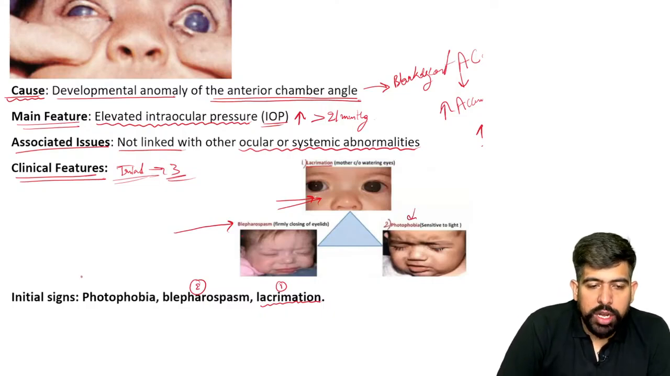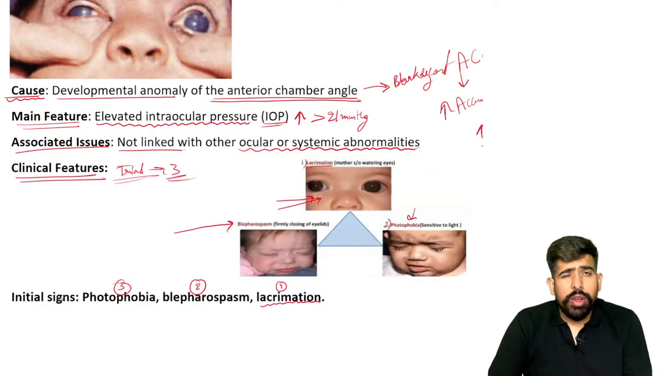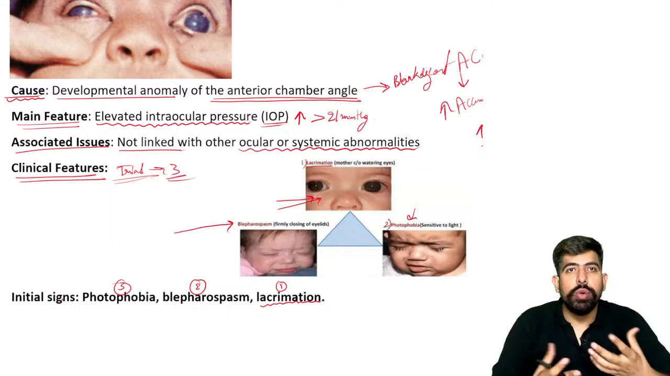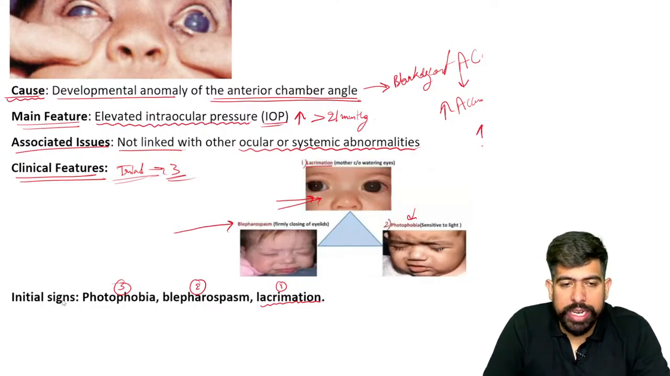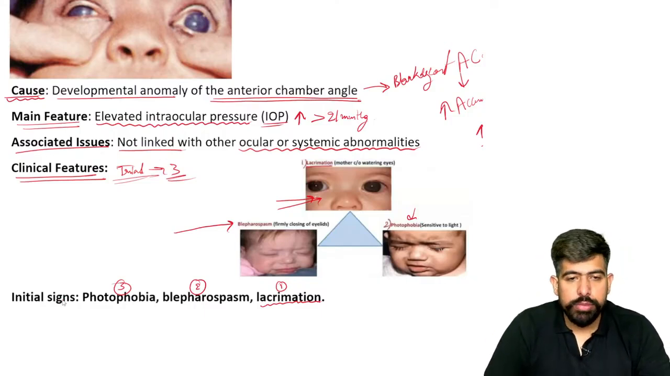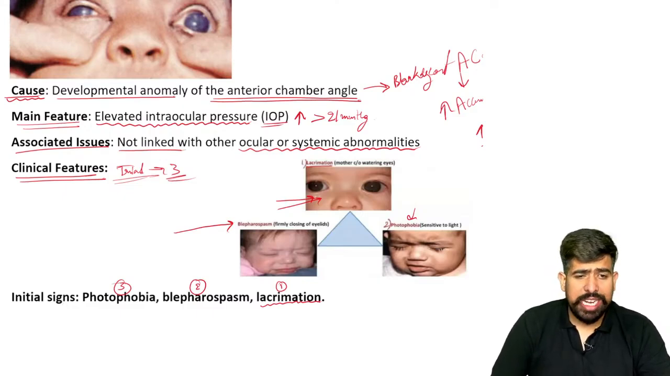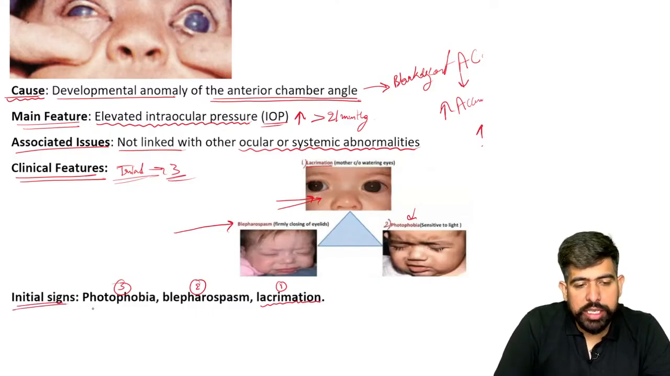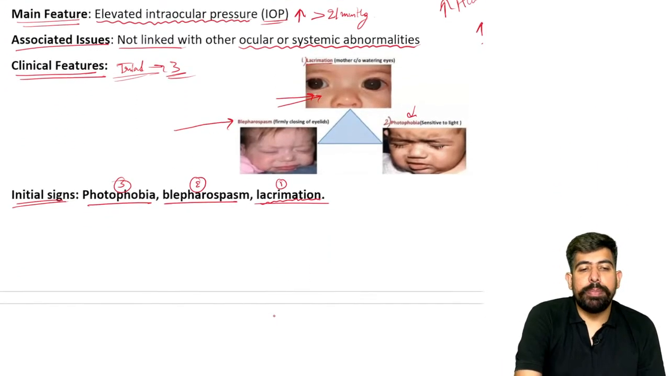The third one is photophobia. The child has a fear of light. When we take the child into a bright room, or bright light, or sunlight, the child becomes irritable and starts crying. But when we take the child into a dark room, the child is not crying. By this symptom we find whether the child has photophobia or not. So the initial signs you have to look for are photophobia, blepharospasm, and lacrimation; this triad should be present.